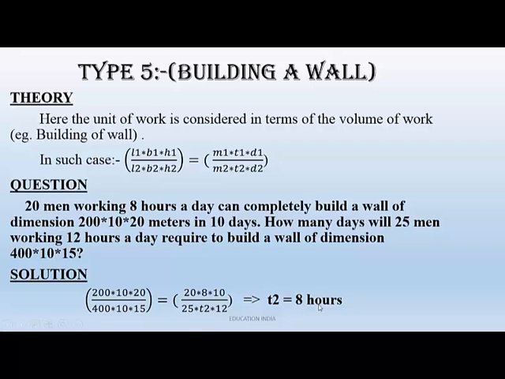What it means is that 20 men working 8 hours a day for 10 days, as put here, can build a wall of dimension 200 into 10 into 20. In case 2, 25 men working 8 hours a day for 12 days can build a wall of 400 into 10 into 15. You can have a short analysis here.